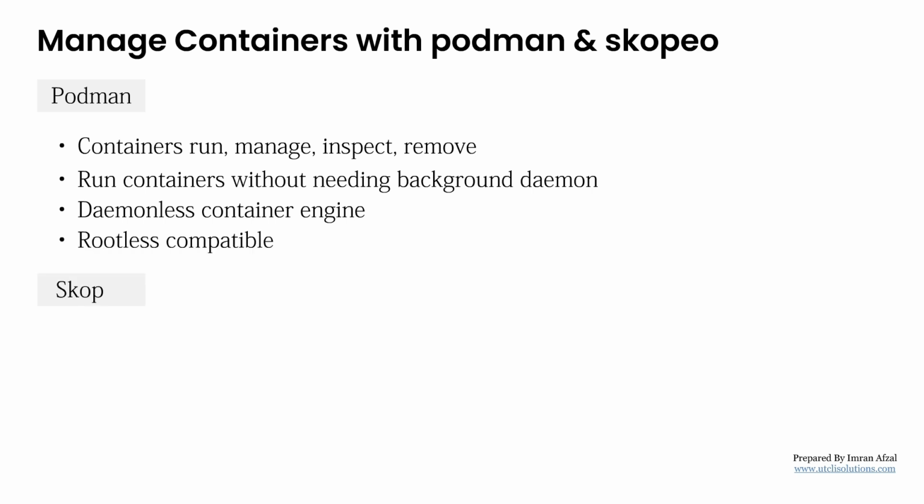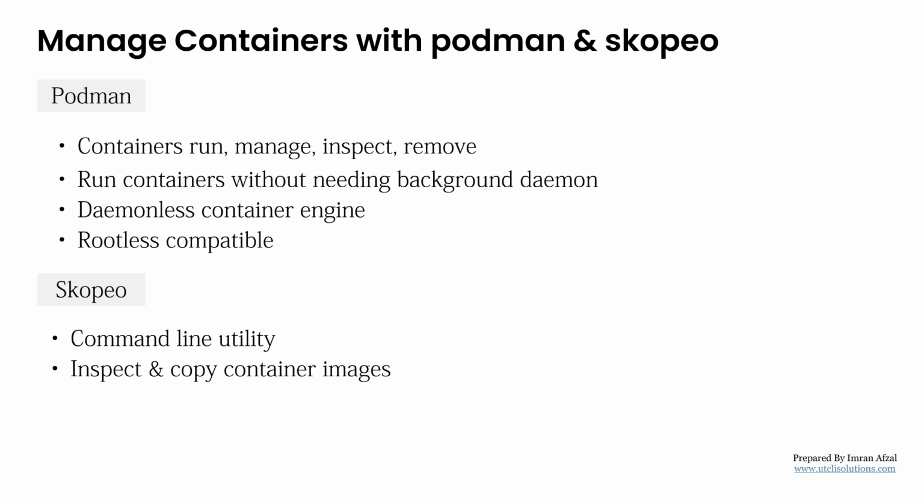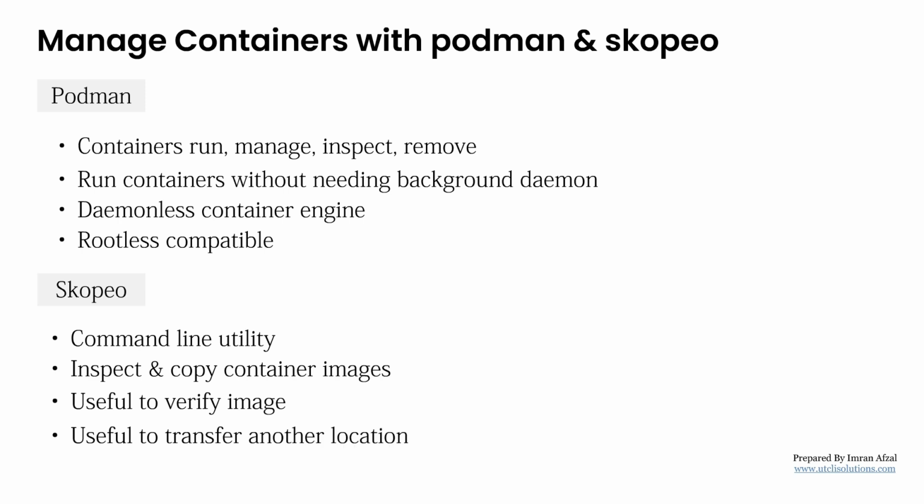Now, what is Skopeo? Skopeo is a command line utility that allows you to inspect and copy container images between different registries and storage formats without having to pull them first, of course. This is especially useful when you want to verify an image or transfer it to another location and you don't want to store it locally.